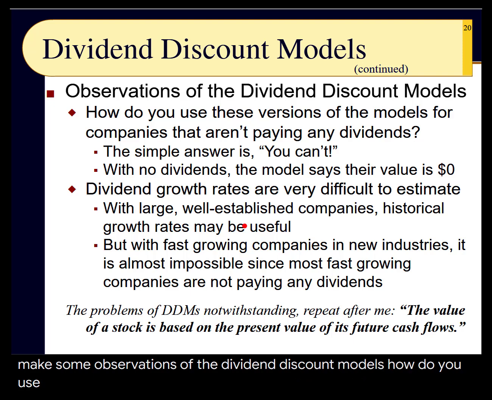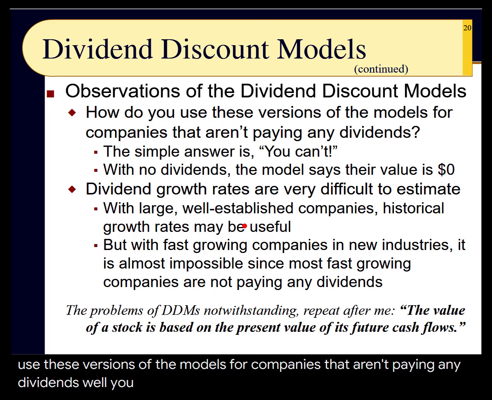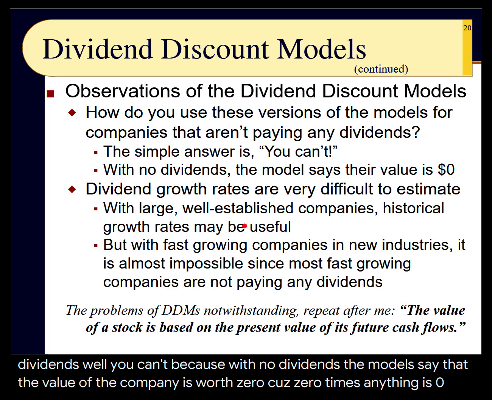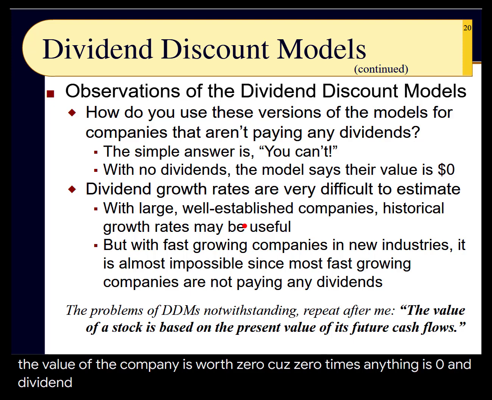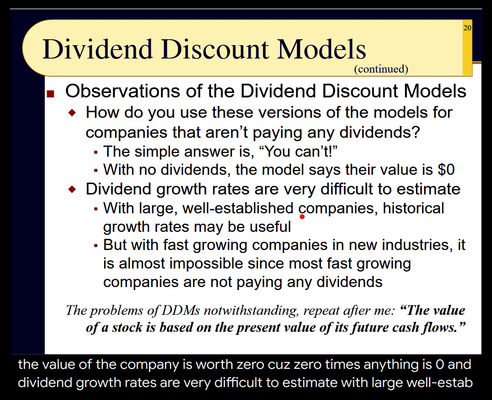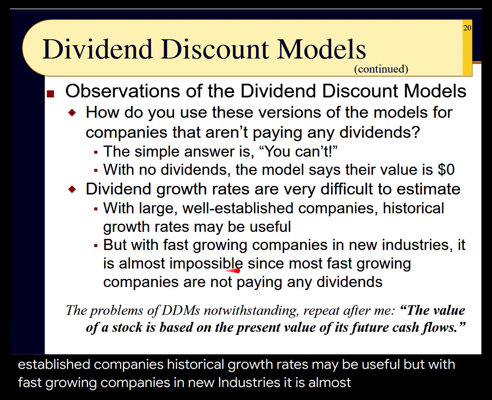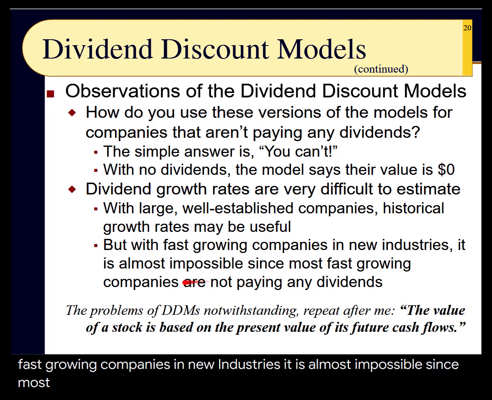How do you use these versions of the models for companies that aren't paying any dividends? Well, you can't. Because with no dividends, the models say that the value of the company is worth 0, because 0 times anything is 0. And dividend growth rates are very difficult to estimate. With large, well-established companies, historical growth rates may be useful. But with fast-growing companies in new industries, it is almost impossible, since most fast-growing companies are simply not paying dividends.